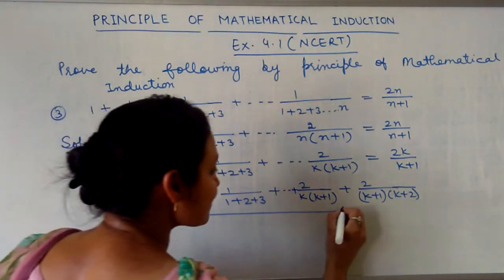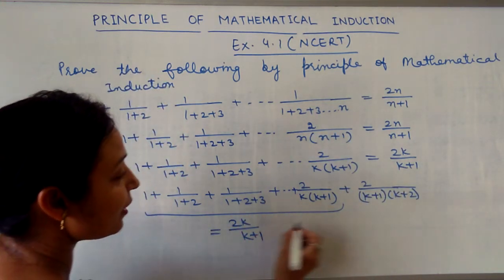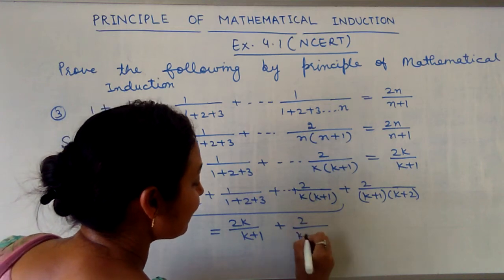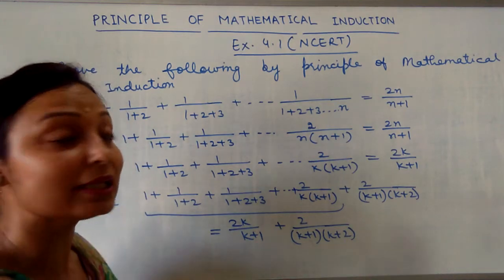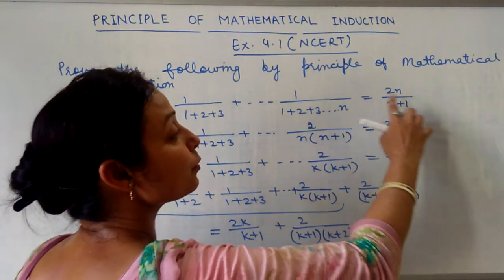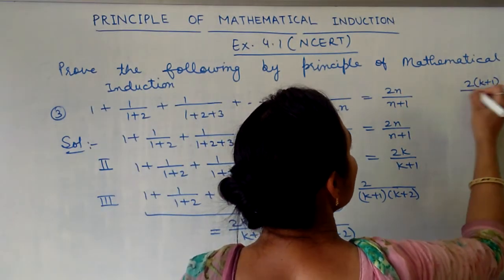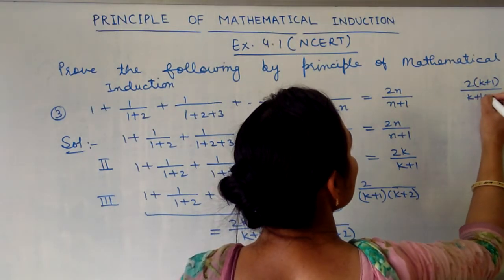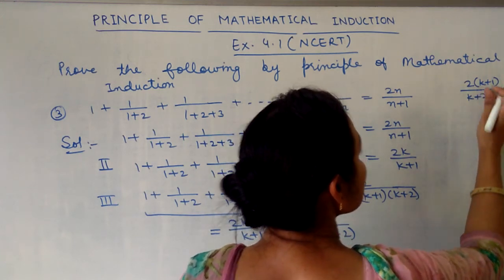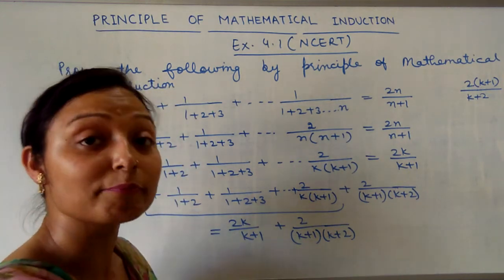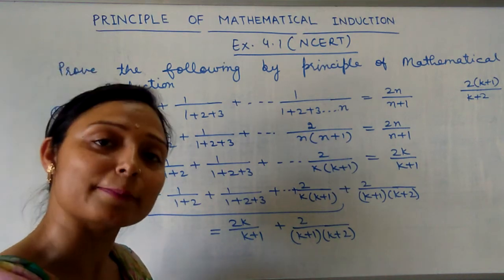In this place, this full term is equal to 2k upon k plus 1. Okay, I will write plus 2 upon k plus 1 and k plus 2. After simplification, what should be the answer? I will repeat again. I will do it on the rough work. In place of n I will write k plus 1, so k plus 1 plus 1, that is k plus 2. So I will write 2. This should be the answer after simplification. Then after that I will write that it is true for n equals to k plus 1.